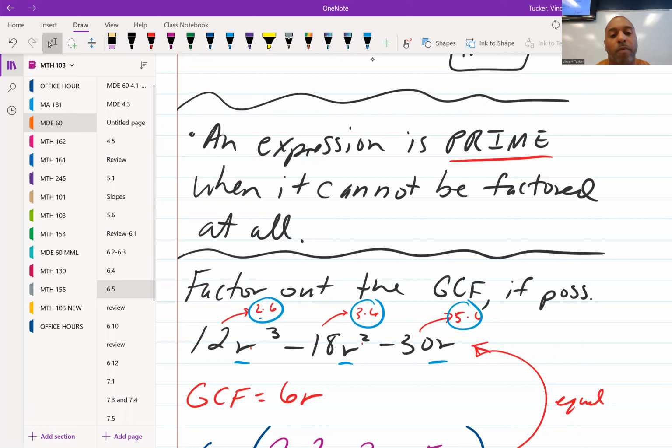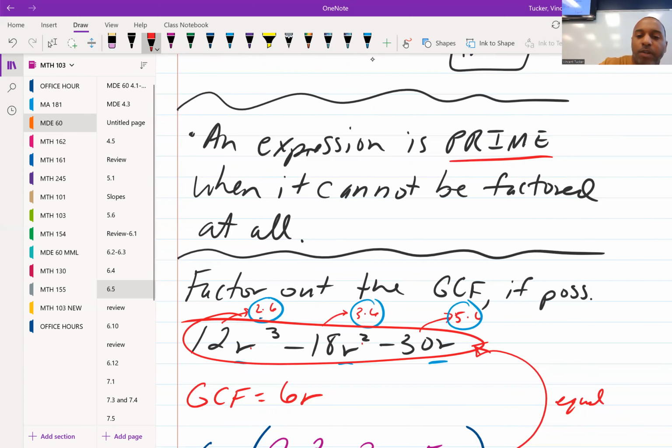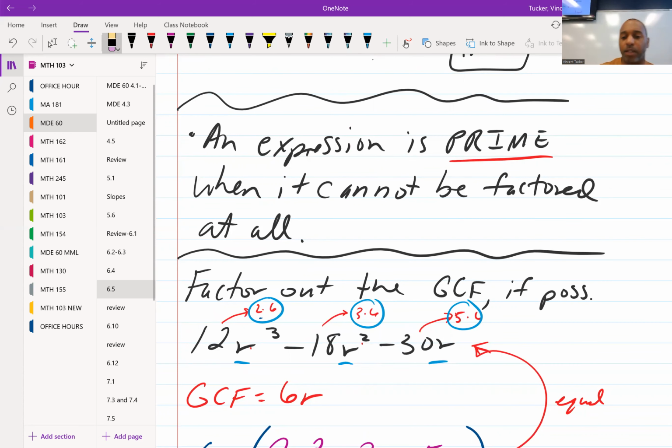Okay, so now here we have an expression. It says factor out the GCF if possible. And this is the expression right here. I wrote some extra notes. Well, I'll just leave it. So we have 12r cubed minus 18r squared minus 30r. And we want to factor out the GCF.